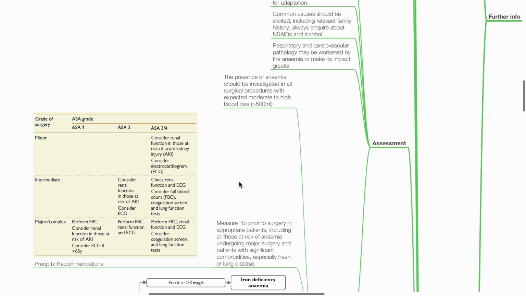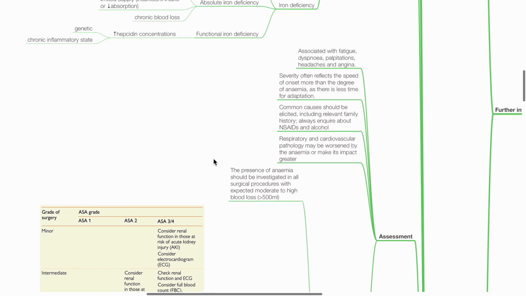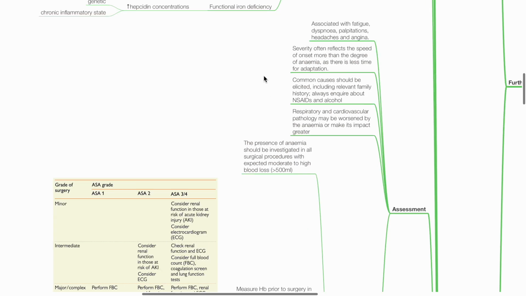Assessment of preop anemia. Anemia is associated with fatigue, dyspnea, palpitations, headache, and angina. Severity often reflects the speed of onset more than degree of anemia, as there is less time for adaptation. Common causes listed above should be elicited, including relevant family history. Inquire about NSAIDs and alcohol intake.